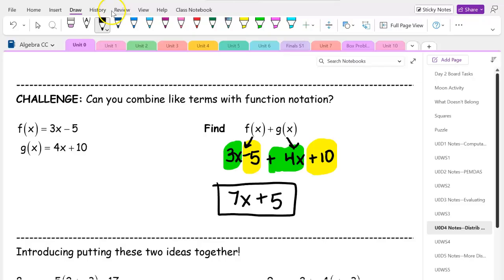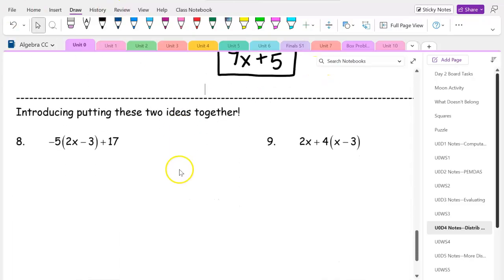All right, so the last thing we're going to do is start to put these ideas together, which is what we're going to focus on the most in our next lesson. So think of distributive property as multiplication and combining like terms as really addition or subtraction. Because of PEMDAS, we always do multiplication first, which means if there's distributive property, you should be doing that first. Distributive property involves parentheses. That's another reason we're always going to do the parentheses first.